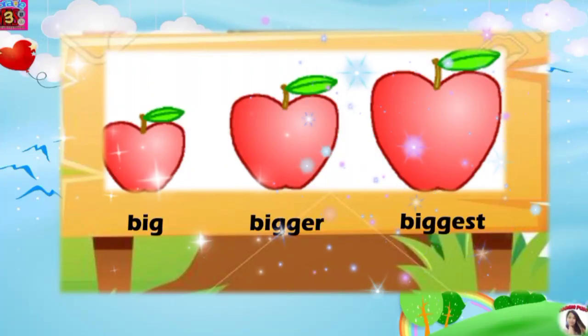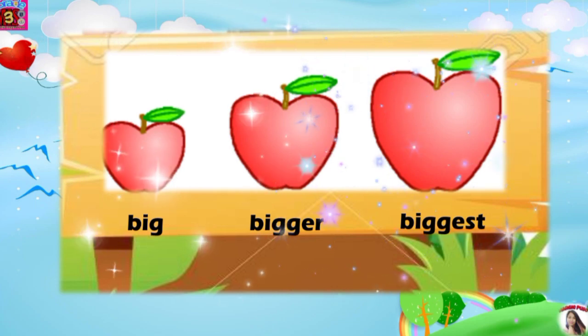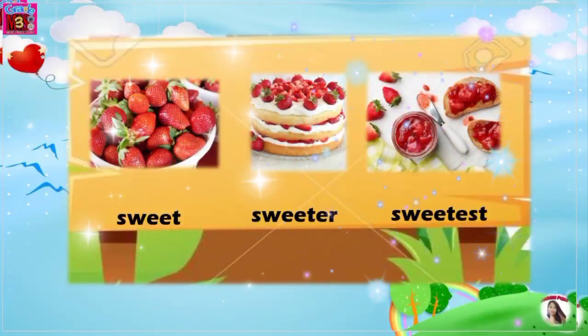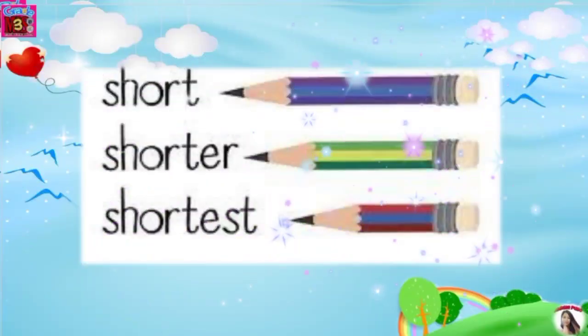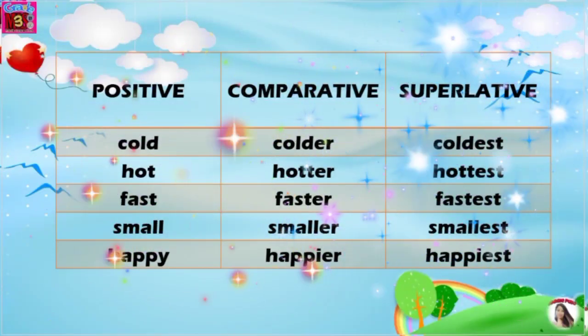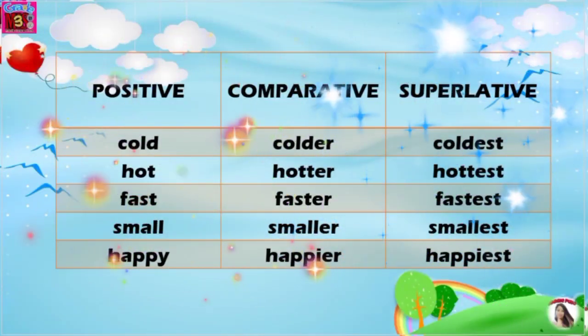Here are some other examples of adjectives in comparison degree. We have big, bigger, biggest. Another is sweet, sweeter, sweetest. Another is short, shorter, shortest. Here are some other lists of adjectives and their comparison degree.